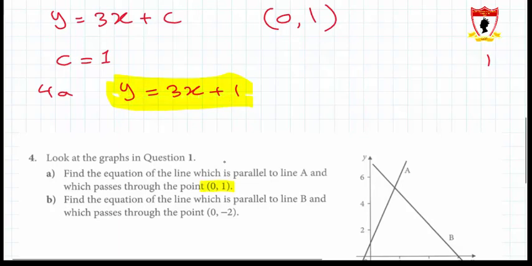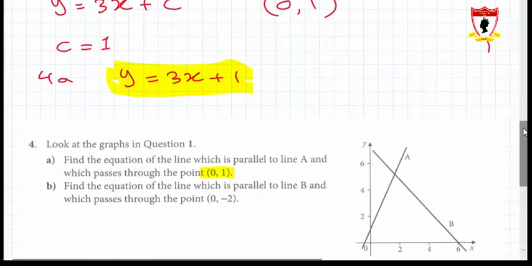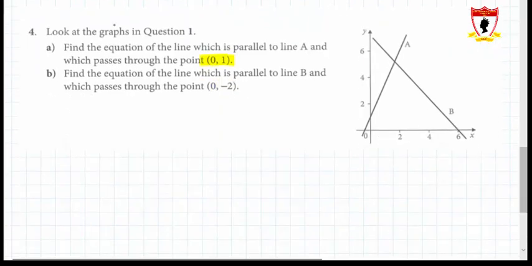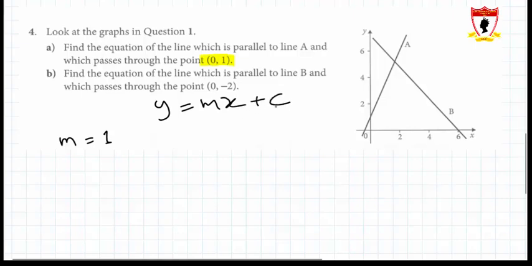The same thing happens here to line B. The gradient of line B is 1, as we found it. So here for this question, m is equal to 1. C is missing. To write it in the form of y equals mx plus c, since we know m is 1, then y equals 1x, which is just x plus c.